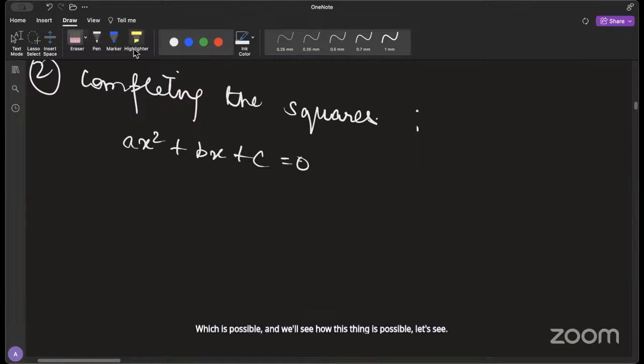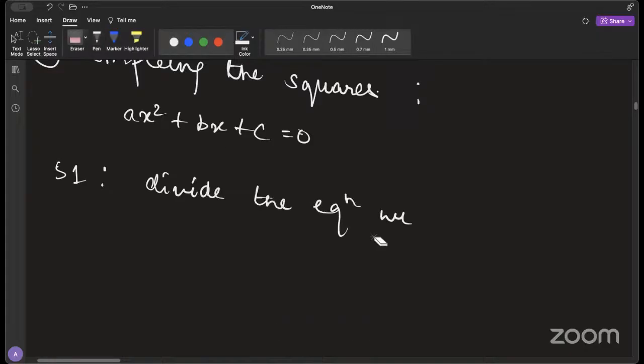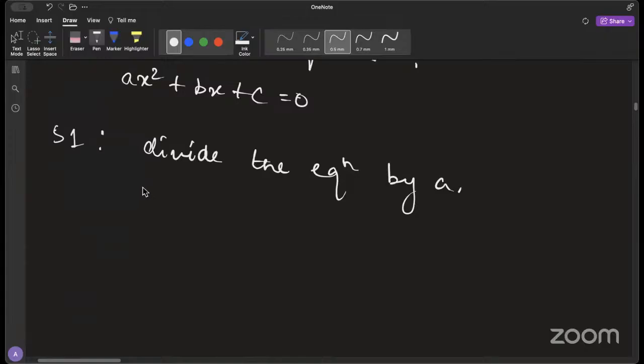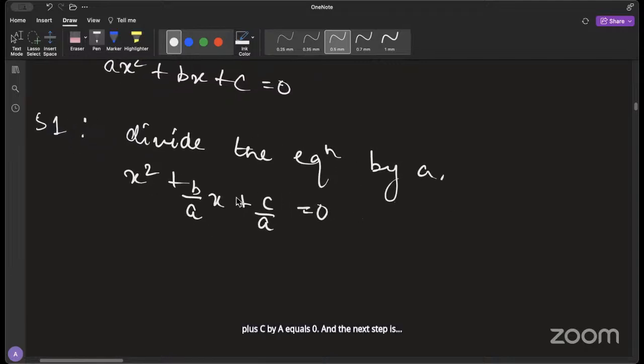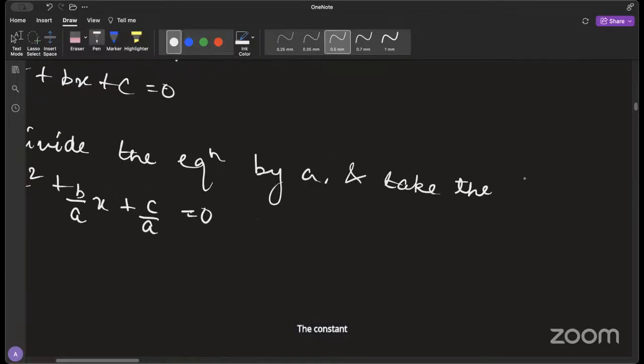Let's see. So we want to have a square factor here. Step 1 is to divide this entire equation by a. So you will have x square plus b by a x plus c by a equals 0. And the next step is, let's just write it here, and take the constant on the other side.